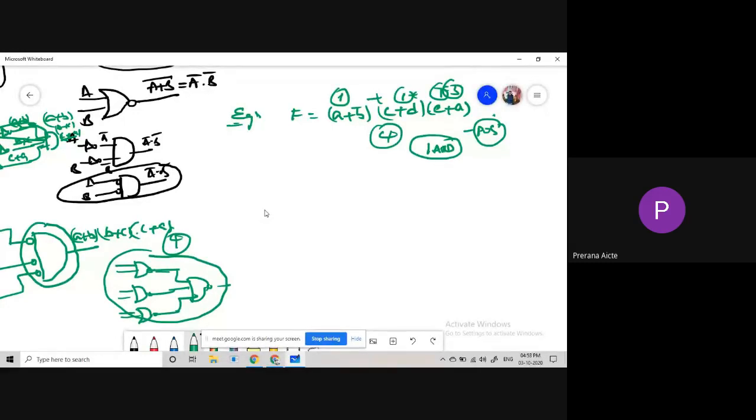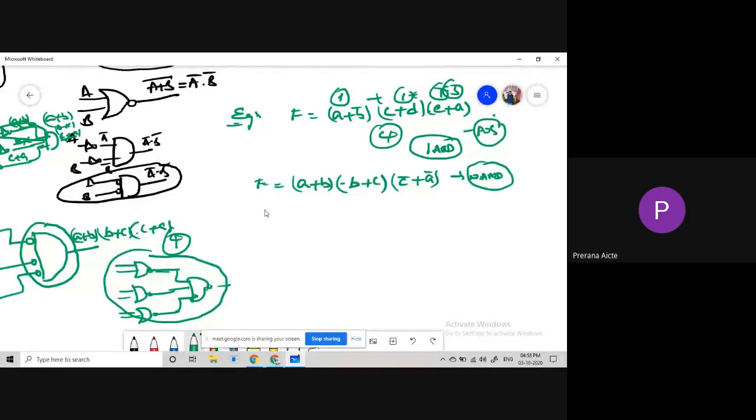If the question will be like this, for the following expression, F is equal to A plus B into B plus C into C bar plus A bar, for this expression, how many NAND gates are required? We are getting a little bit of confusion, right?